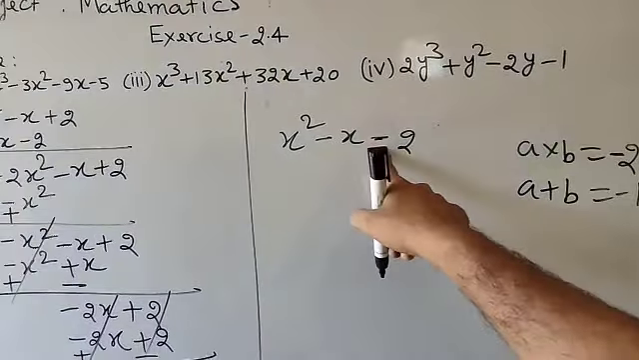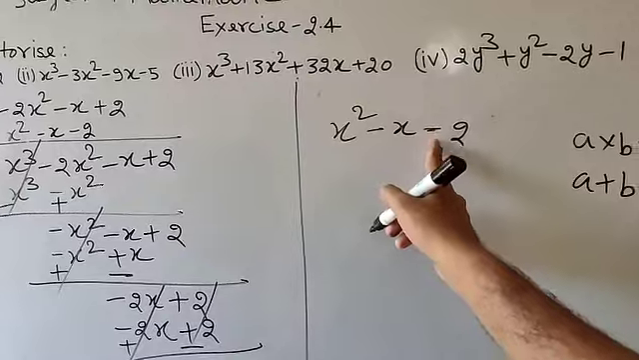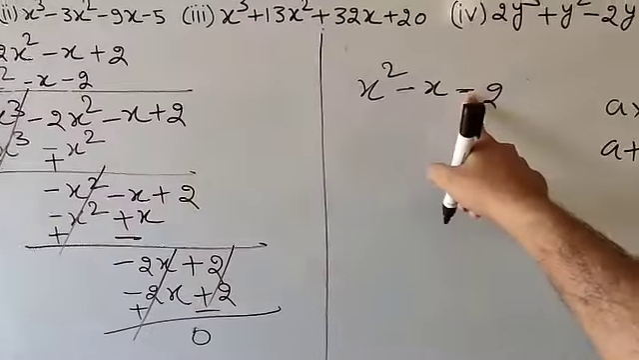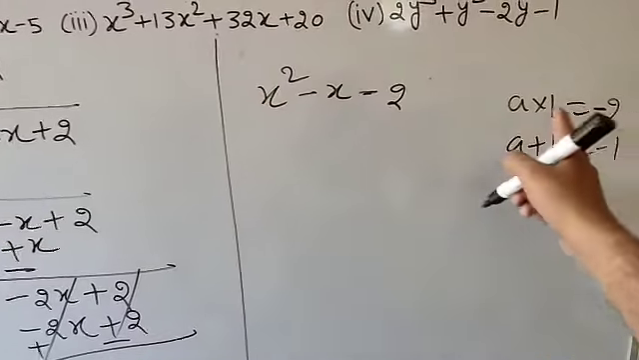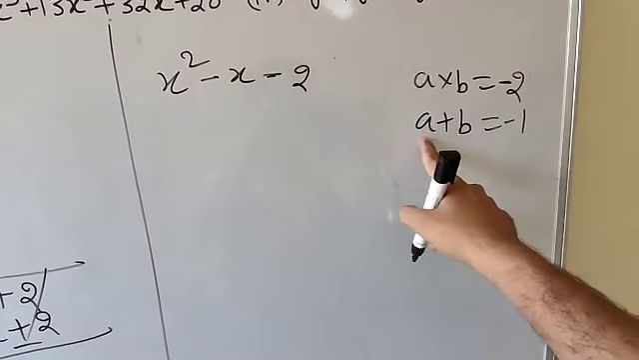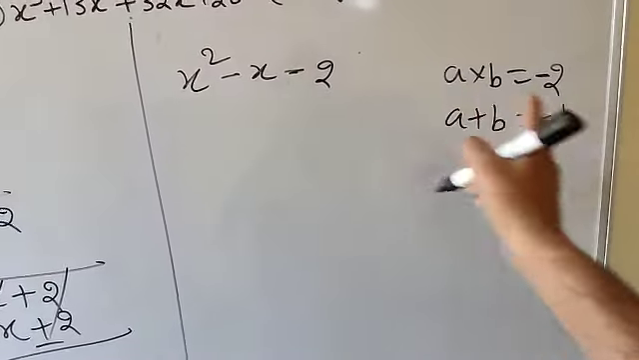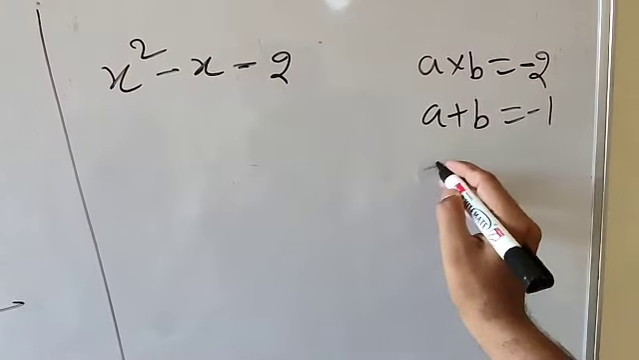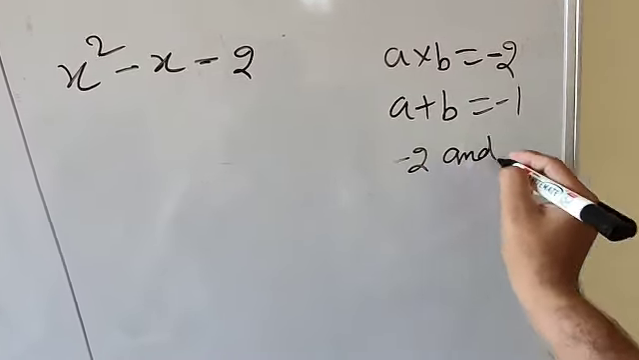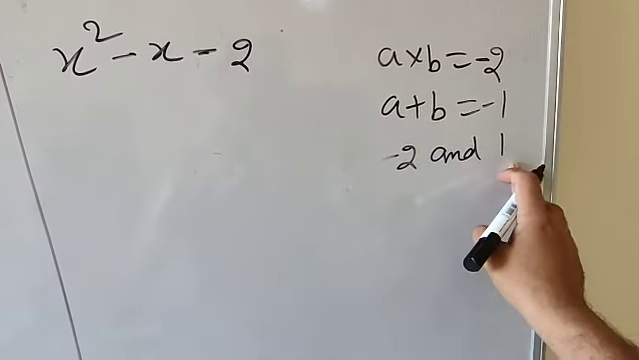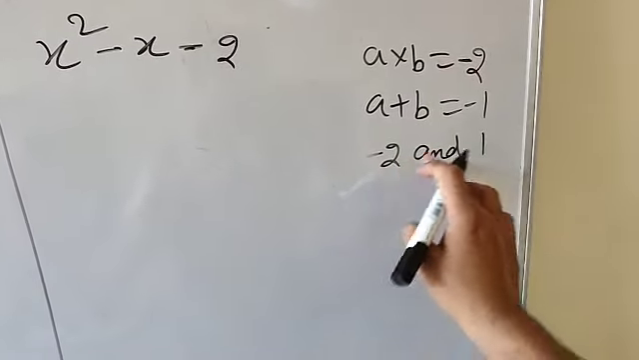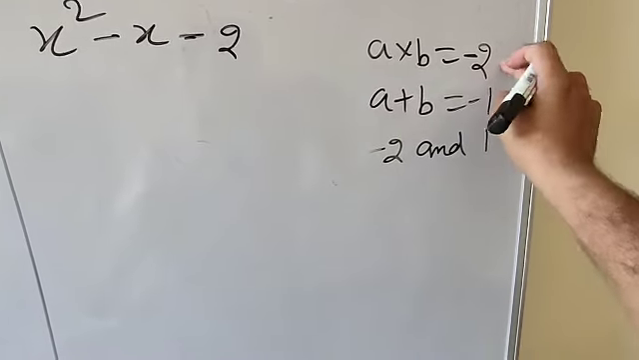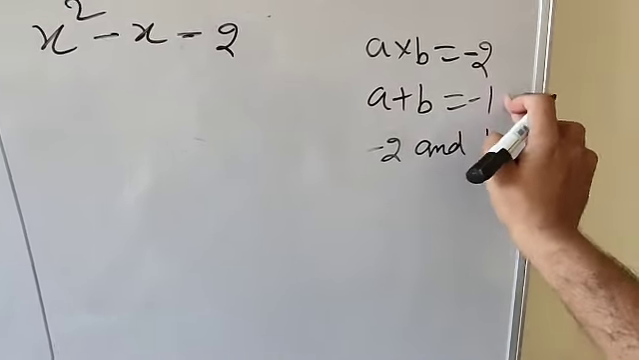So students, here it is minus 2. By mistake I have written here plus 2, but here you will get that in the quotient here it is the minus 2, so it should be minus 2. So 1 into minus 2, the multiplication should be minus 2 and addition should be minus 1. Now you need to find the two numbers. If I am going to write minus 2 and plus 1, so minus 2 into 1 equal to minus 2, and minus 2 plus 1 equal to minus 1. So these are the two numbers, their multiplication is minus 2 and their addition is minus 1.